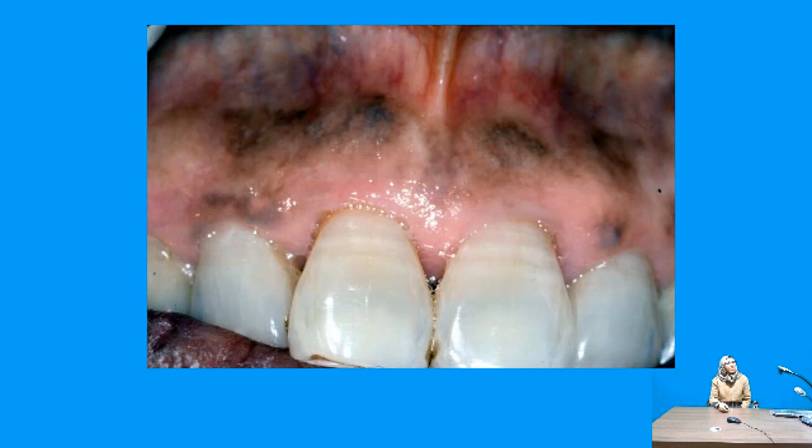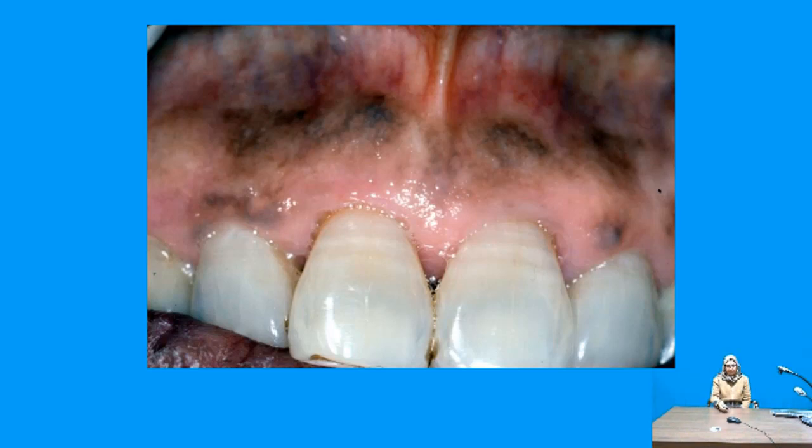The picture reveals this type of pigmentation. That's to say, smokers' melanosis appears as brown to gray in color in the upper gingiva in a heavy smoker individual.